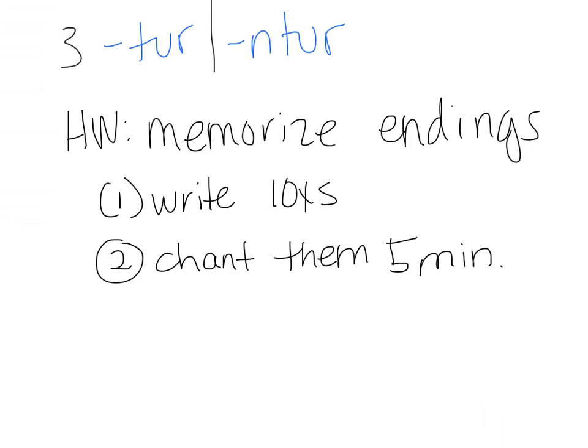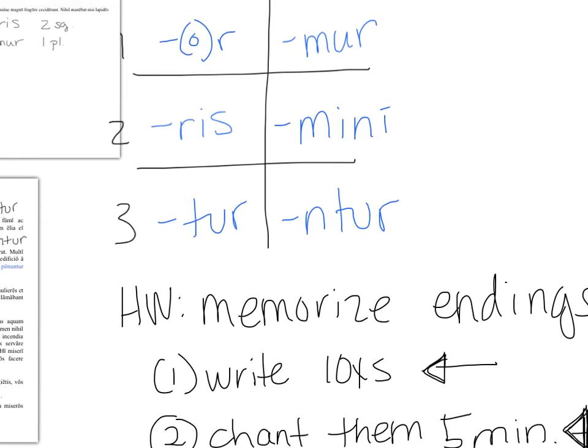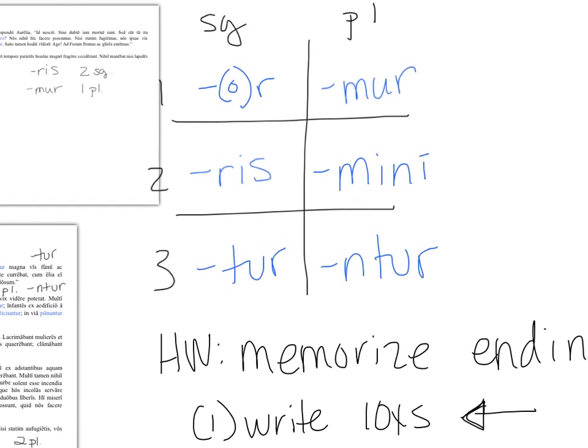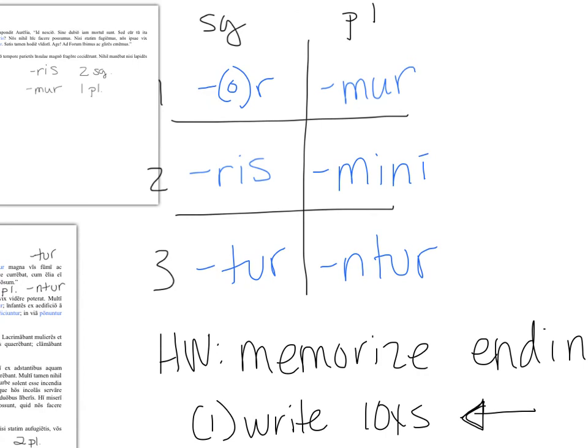So if you are a visual person, write it 10 times each. If you are an audio person, you really like to hear things, then chant them for about 5 minutes. And so come in tomorrow with these endings down so that we can start building some verbs with them. Again, those are "ris, tur, mur, mini, ntur."